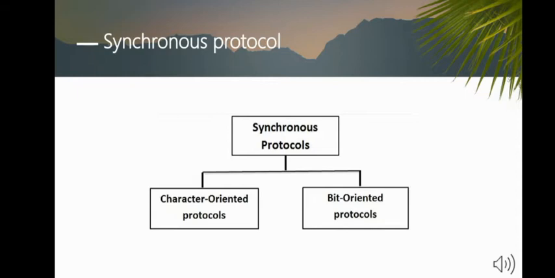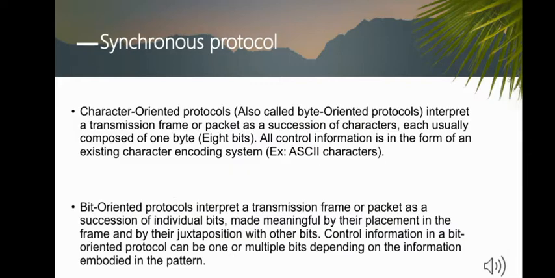Protocols governing synchronous transmission can be divided into two classes: character oriented protocol and bit oriented protocol. Character oriented protocol is also called byte oriented protocol. In character oriented protocol, data is transferred character by character. It interprets a transmission frame or a packet as a succession of characters, each usually composed of one byte.